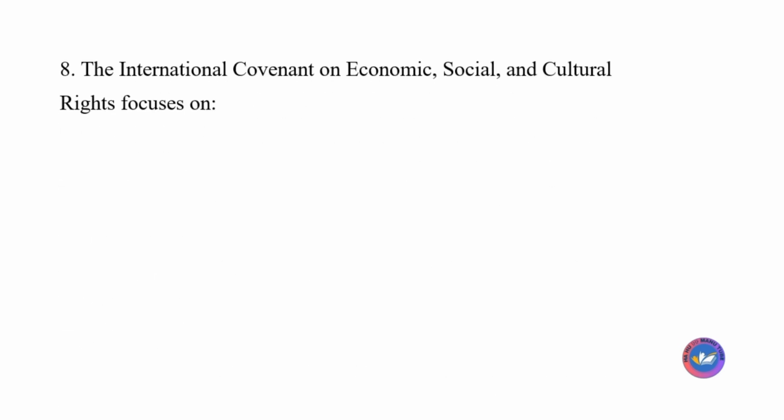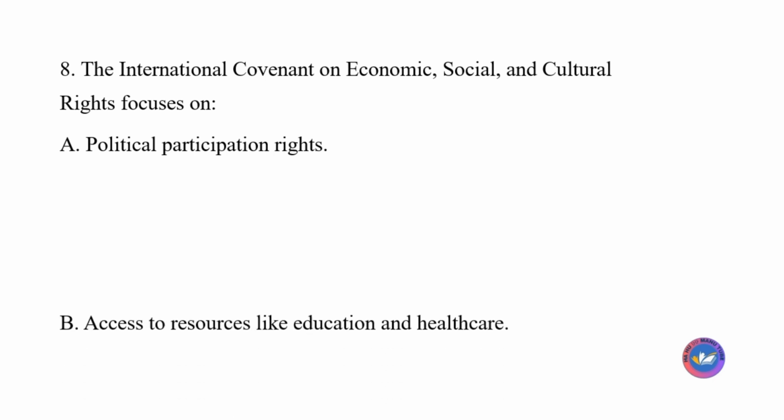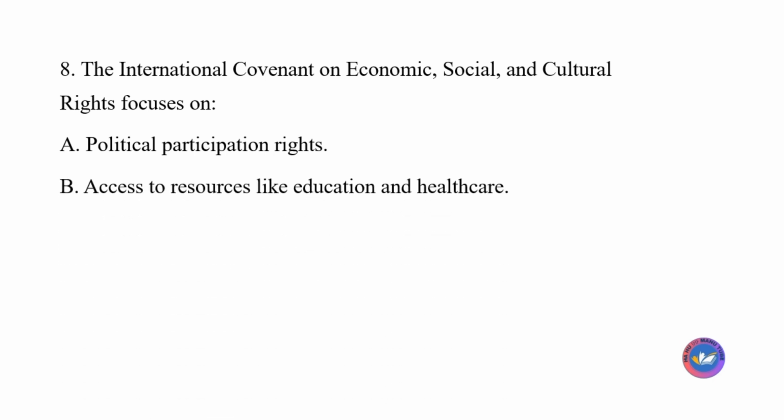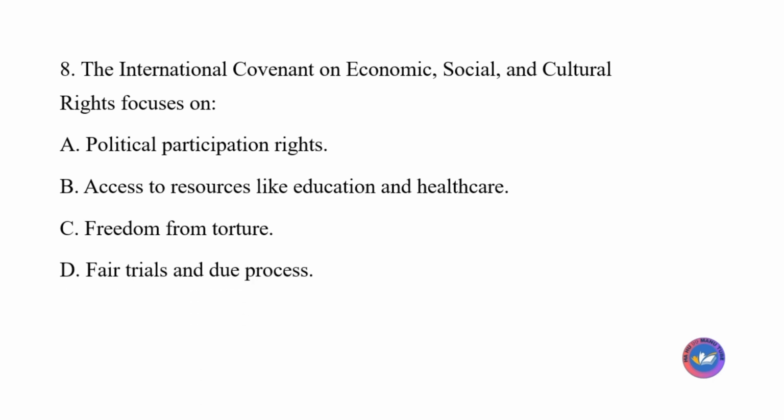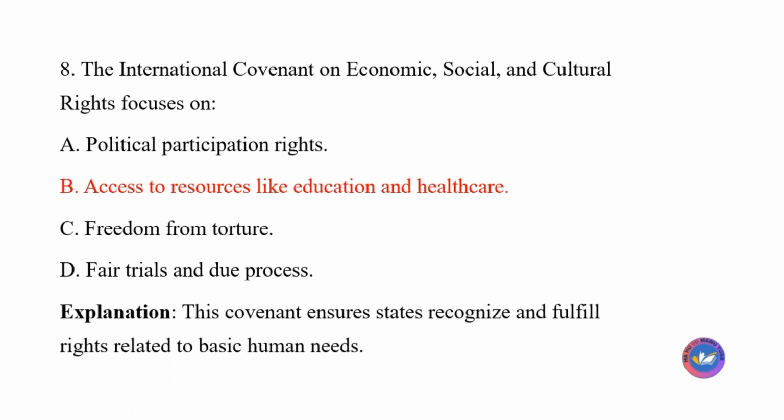Question number 8. The International Covenant on Economic, Social and Cultural Rights focuses on A. Political participation rights, B. Access to resources like education and healthcare, C. Freedom from torture, D. Fair trials and due process. The answer is access to resources like education and healthcare. This covenant ensures states recognize and fulfill rights related to basic human needs.